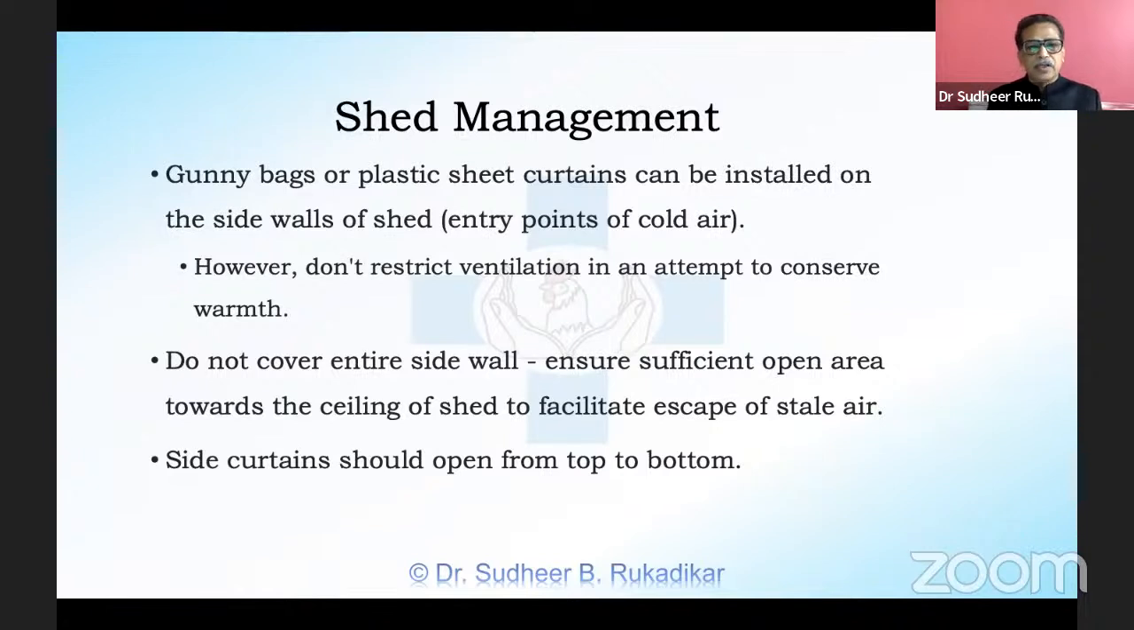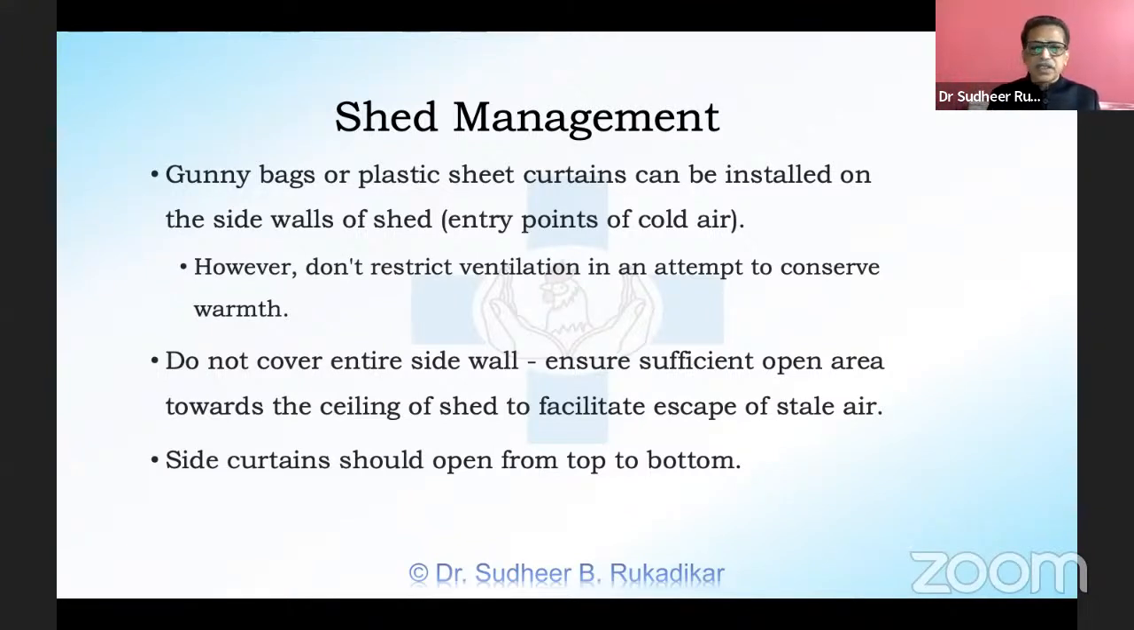season. One is to close the shed from two sides, with either gunny bags or plastic sheets. These curtains can be installed on the side walls of the shed where the cold air is likely to enter, so those points need to be blocked. Of course, we should not block the ventilation of the shed, because if we fully pack the shed from both sides, we are blocking the ventilation. So we will not cover the entire side wall. We'll ensure sufficient open area towards the ceiling of the shed to facilitate escape of stale air.